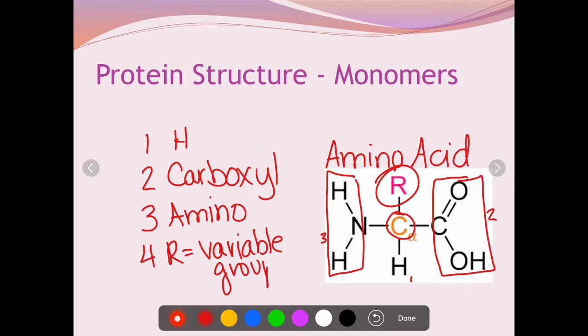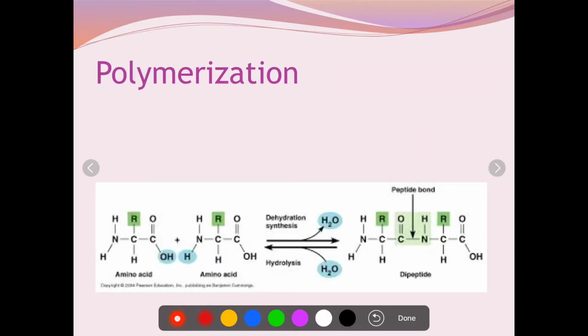That variable group is what's going to give every amino acid its unique properties. So everything else is exactly the same. It's a carbon copy. Pun intended? No pun? I don't know. But that R group is what's going to define each amino acid. We'll talk about those in a second.